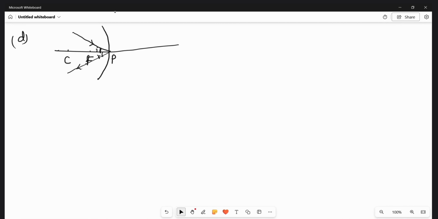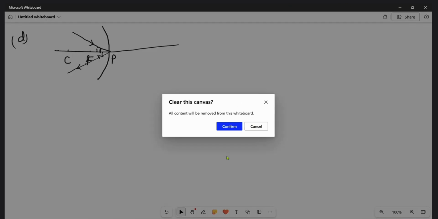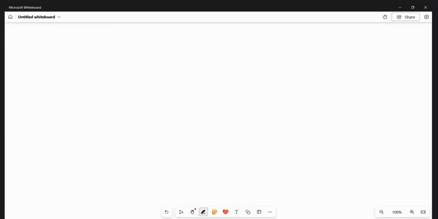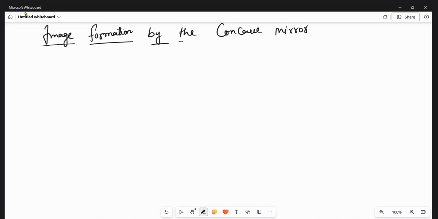Write down now, image formation by the concave mirror. Everyone write in pencil and write it neatly. Image formation by the concave mirror.